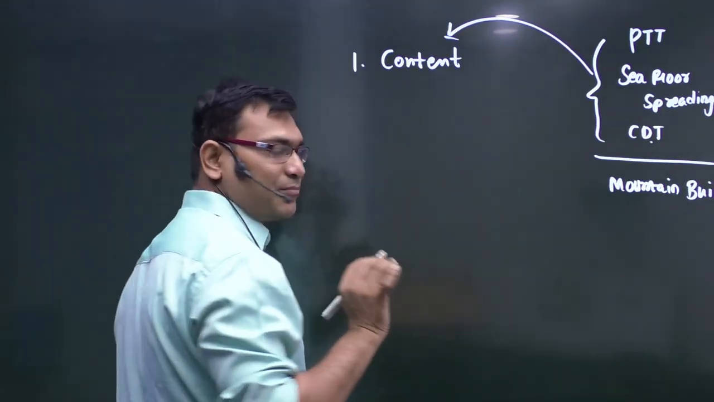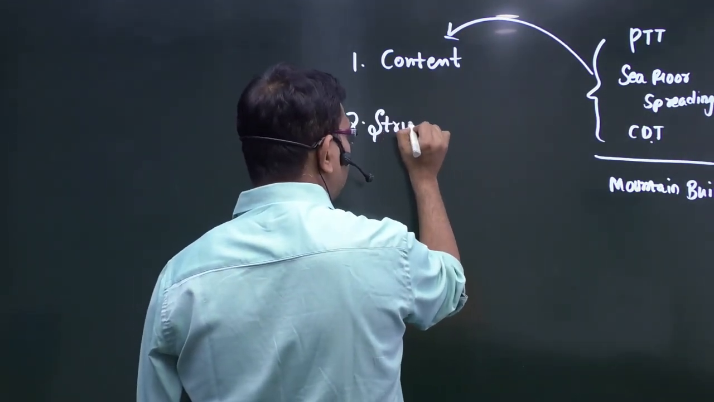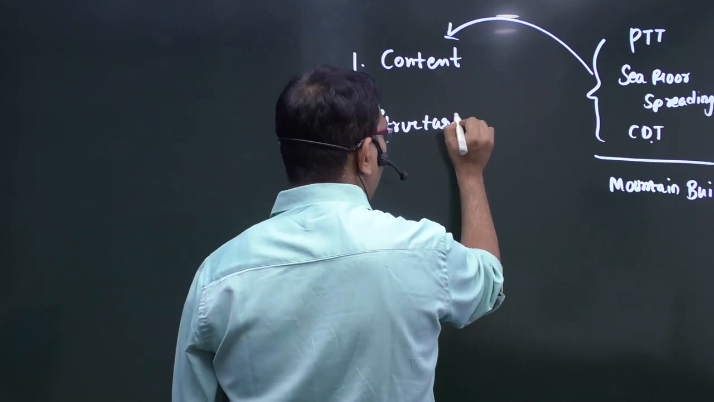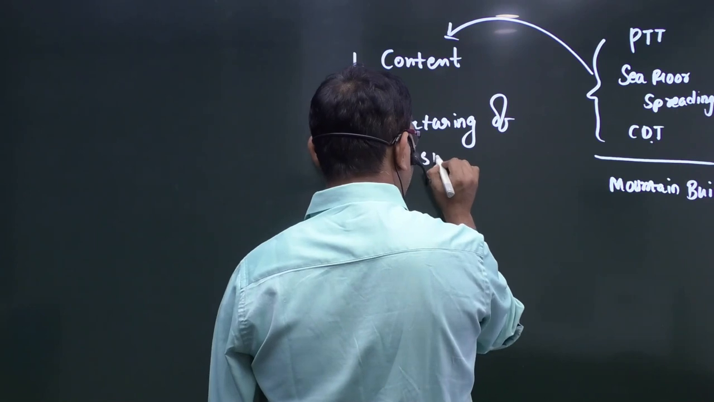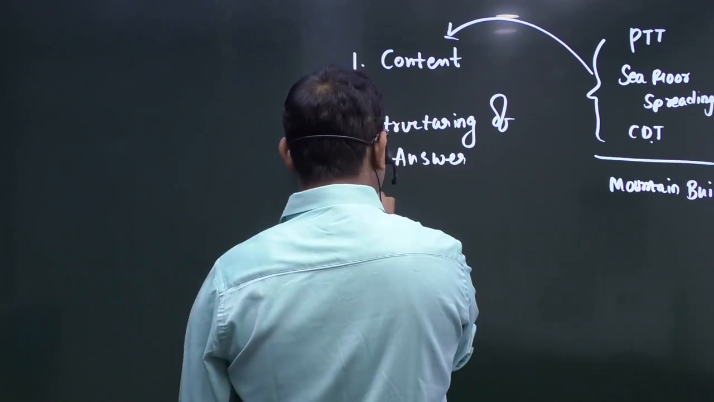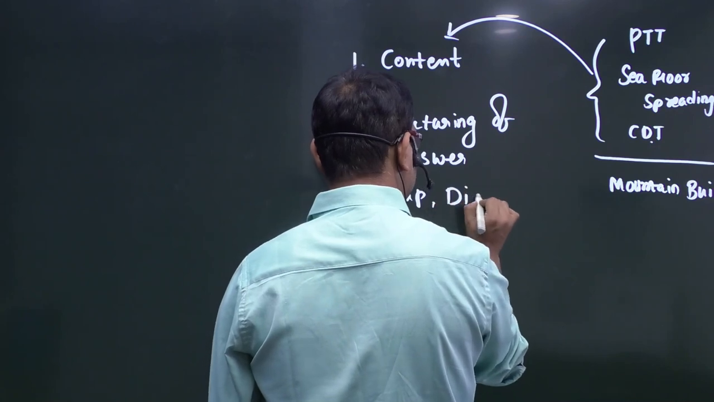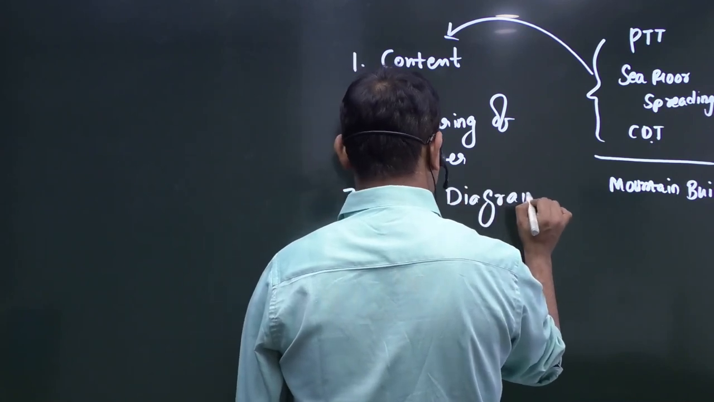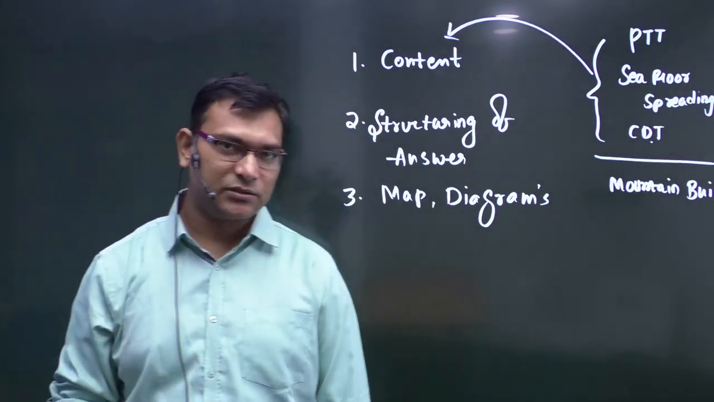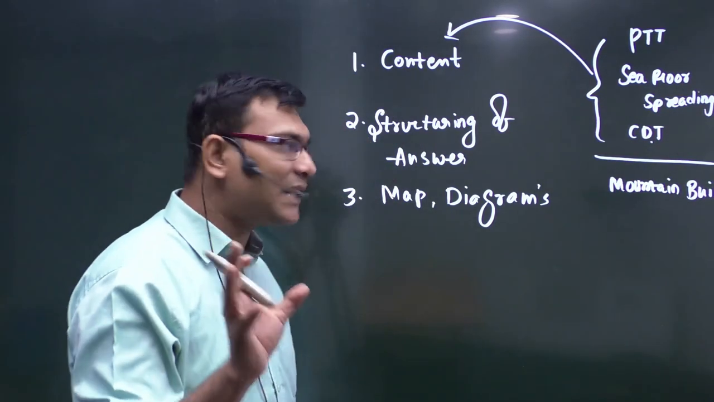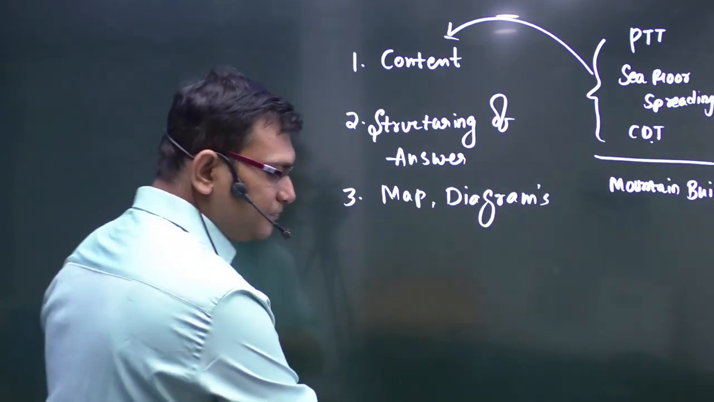First, content is important. Second, structuring of the answer is very, very important. Third, maps and diagrams are important. That's why people are getting less score because of these things. Okay.